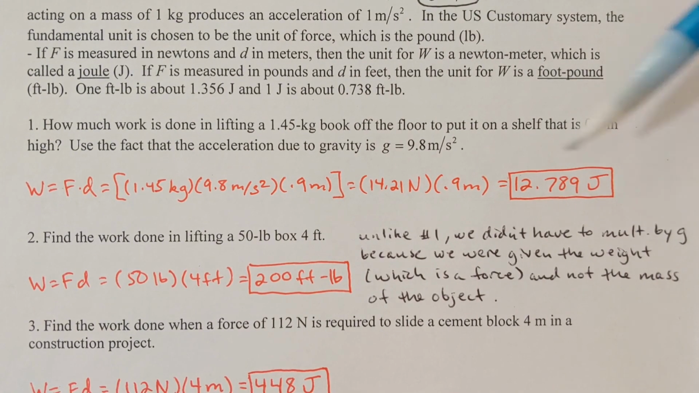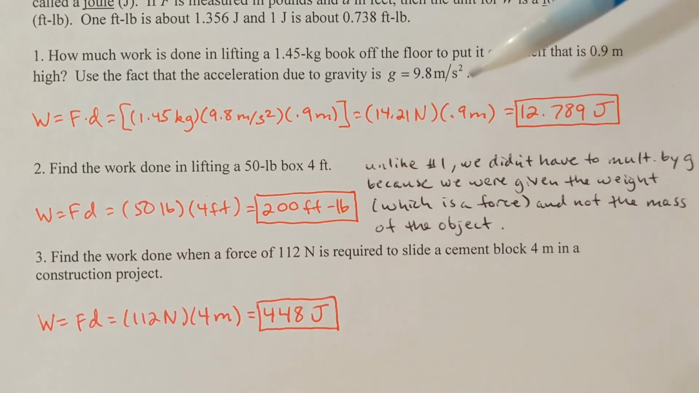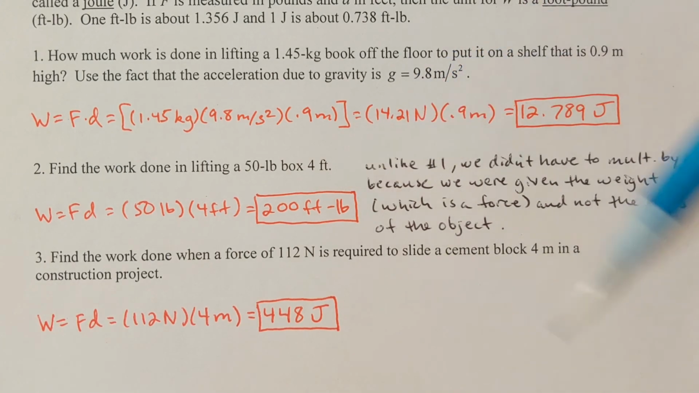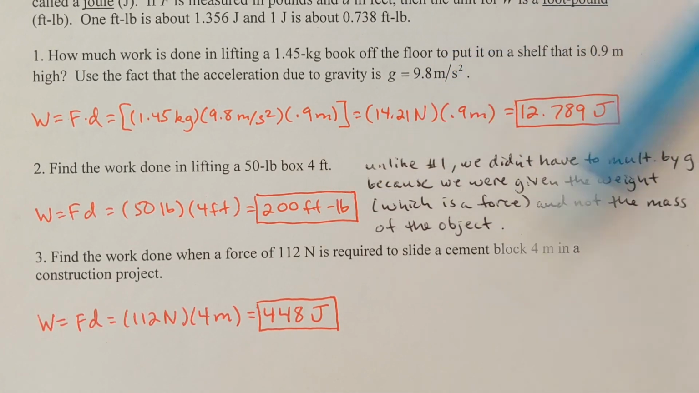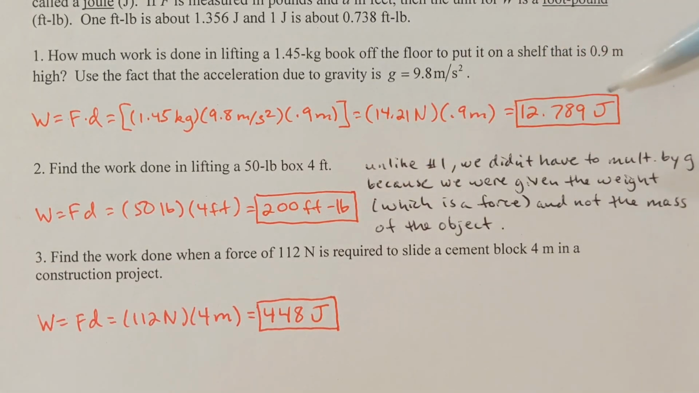Another note that I want to mention here, I will see students on occasion do this. When you're in the U.S. customary system and you calculate work, it's foot-pounds, not feet per pound. Okay, feet per pound is totally different. Okay, so again, make sure that you're getting the correct unit measure when you provide that at the end when you give your answer.